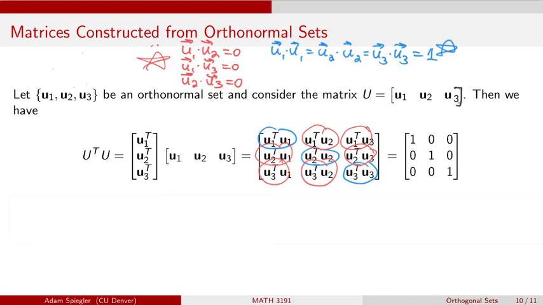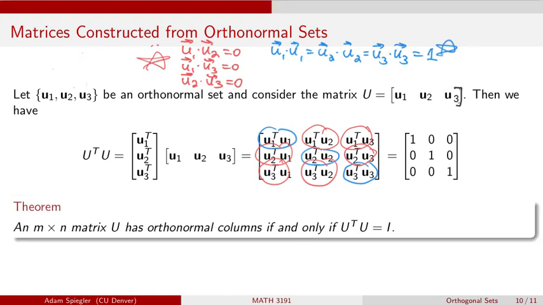And so looking at this calculation that we've done above, there was nothing special about the fact that I chose 3 vectors from R3. We could have chosen n vectors from Rn. As long as all of those vectors together form an orthonormal set, we would get a very similar result. So to generalize this, we can state the following theorem, that an m by n matrix U has orthonormal columns if and only if the product of U transpose times U gives us the identity matrix.